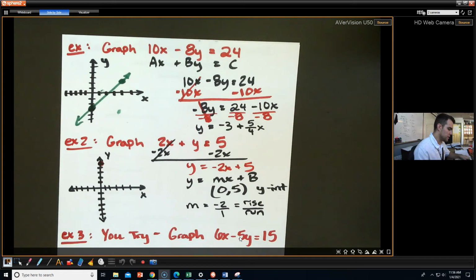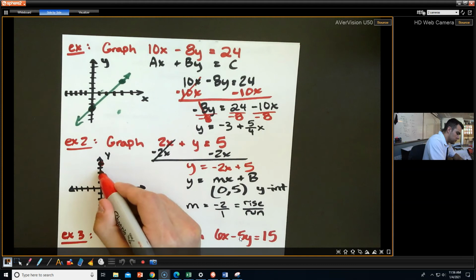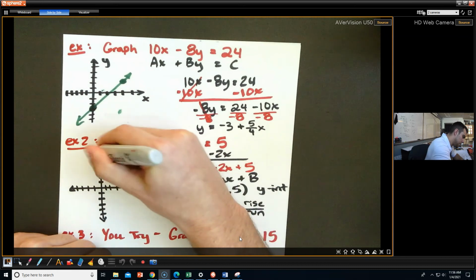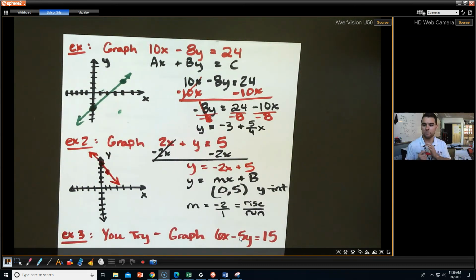So now I can rise -2. That means I'm going to go down 2. And then I'm going to run 1, so I'm going to go to the right 1. And there we go. Another line bites the dust.